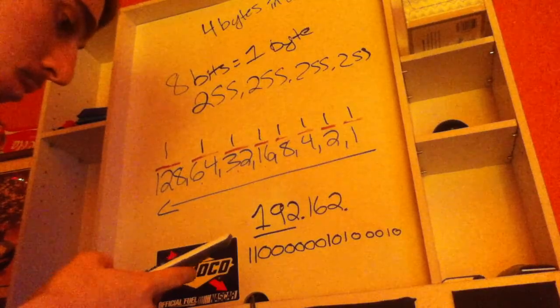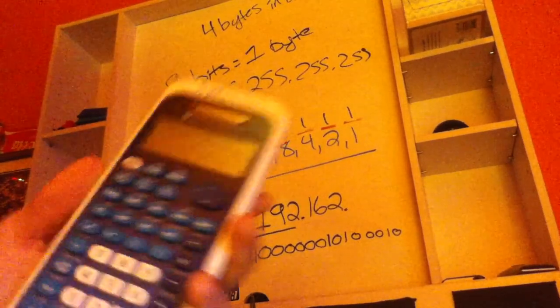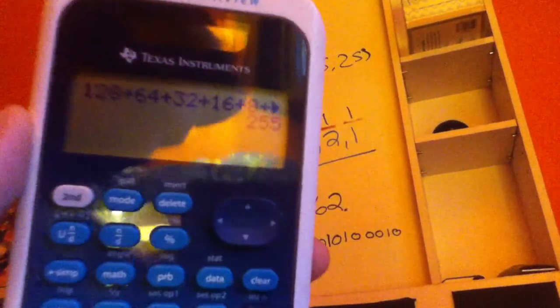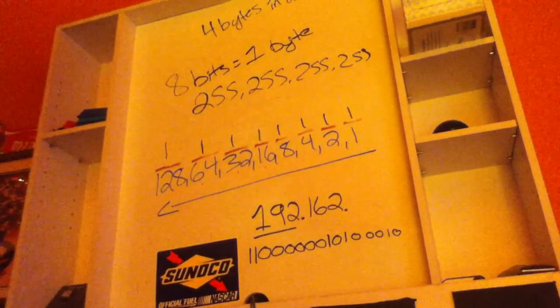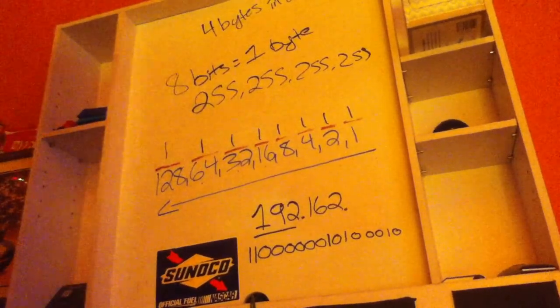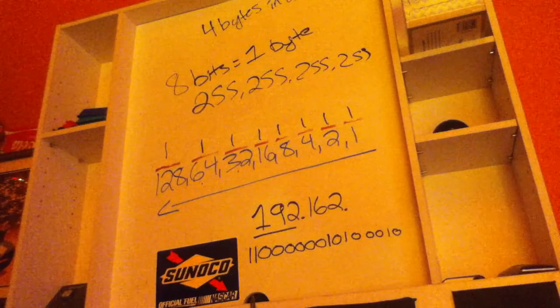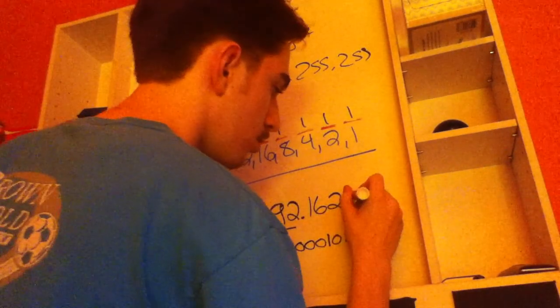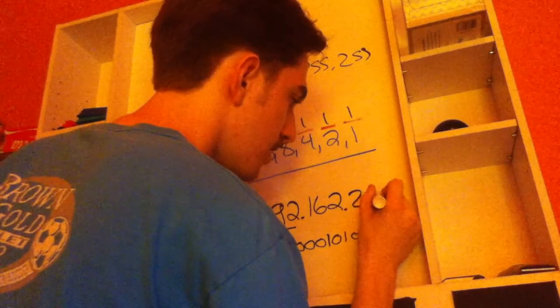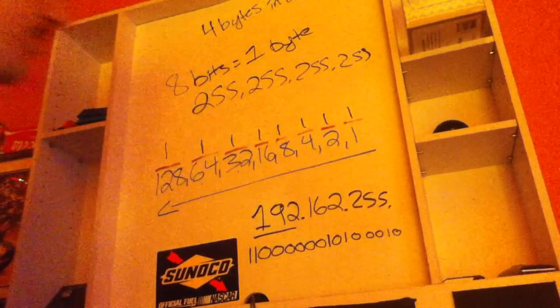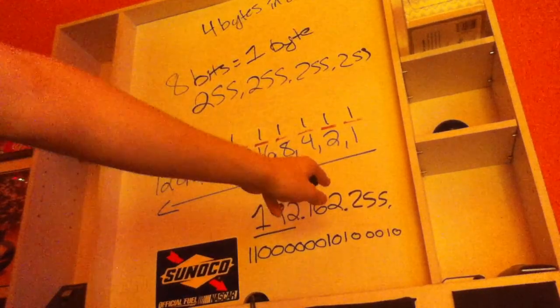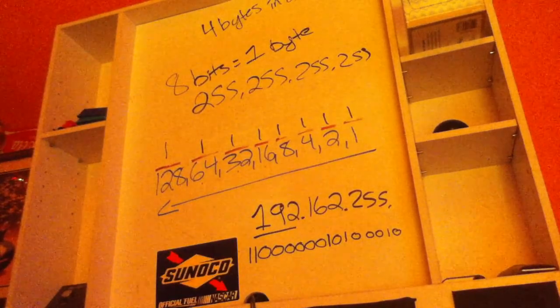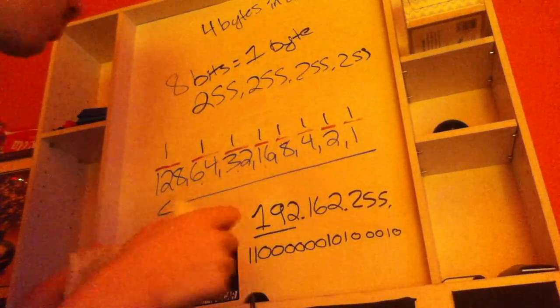Guess what I got, guys? I don't know if you can really see it really well. That says 255. So, complete ones on a byte is 255. So that's our IP so far. 192.168.255.255. Let's do our last one, okay, guys?